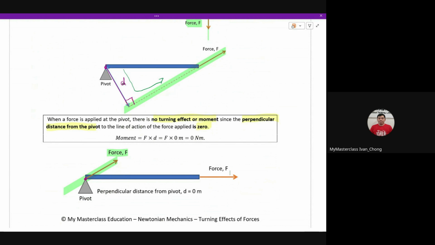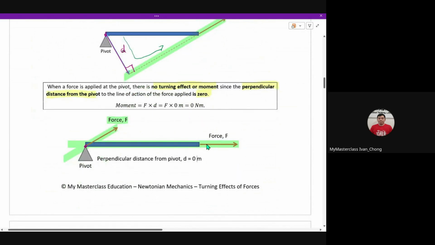So this one over here, this force F, if you notice, it also cuts through your pivot as well. So because it cuts through your pivot, there is also no turning effect because there is no perpendicular distance from the pivot. So any force that is acting on the pivot does not produce any moment. But that doesn't mean that there's no force. There is a force, it's just that it doesn't turn the object.